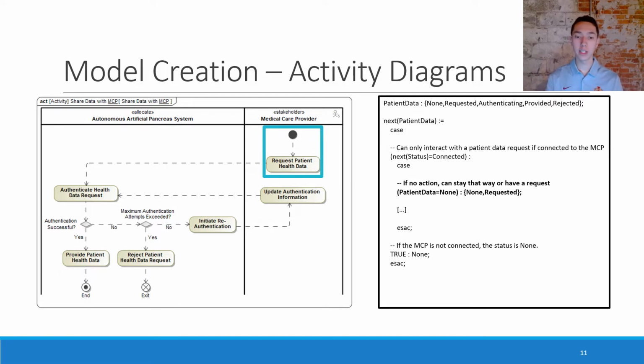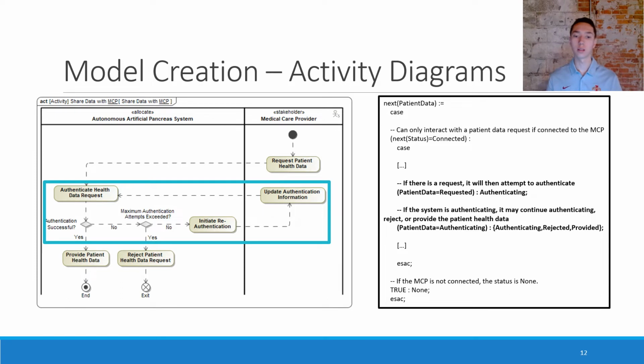So this is the patient data variable in nuXmv, and it is only active when the operational mode determines the MCP is in fact connected. So if the system is not in operational mode, or if the MCP is not connected, the status of this variable will always be none. And if at any point it gets disconnected or the system leaves operational mode, it'll immediately return to none. It starts out by potentially initiating a request for patient data. If the MCP is connected, it doesn't have to initiate a request. It can sit in the none state and be idle forever, or it can initiate a request, in which case the patient data variable changes to requested.